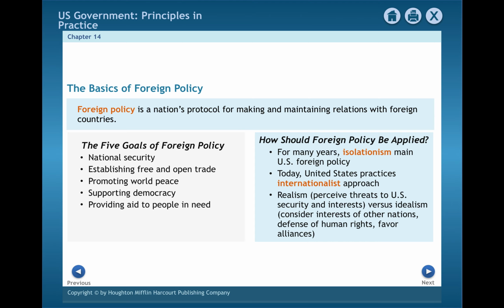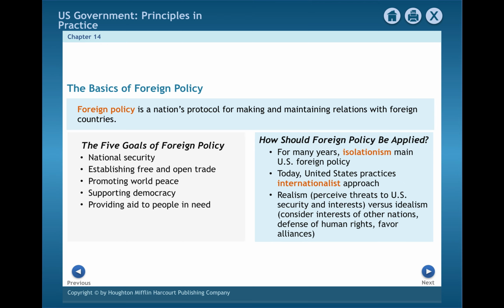The third goal would be promoting world peace and a healthy environment. World peace and a healthy environment are tied closely to national security. When countries are at peace, the US is less likely to be drawn into conflicts, and so this is critical for our national security. Fourth, supporting democracy.